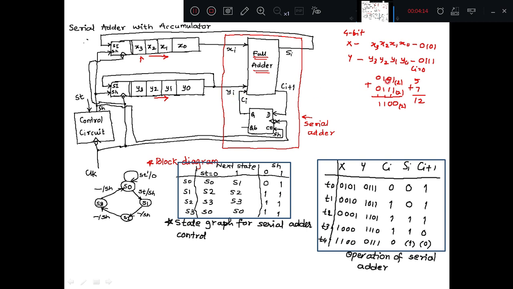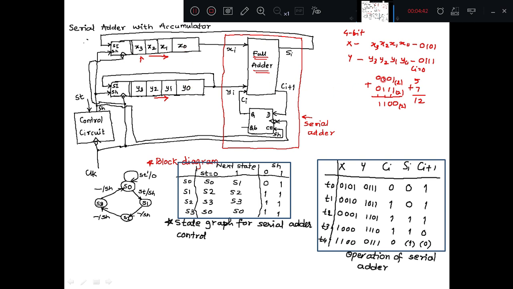For the next iteration, the value of x1 is 0, y1 is 1, and the carry generated from the previous addition of bits is 1. So when you add, sum is 0 again and carry is generated. So the sum again is stored in the MSB position, and this result is shifted. Now x2 is available at this position.